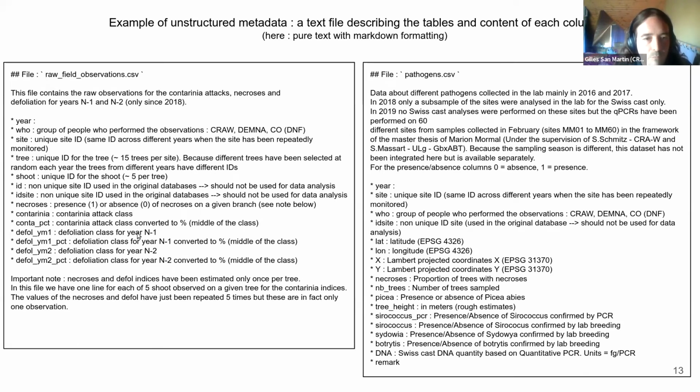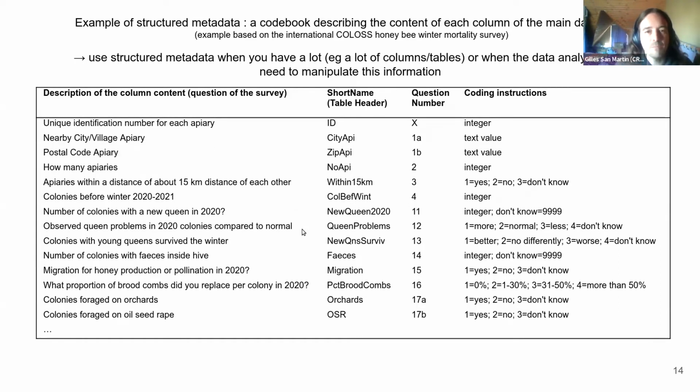Here is another example. In that case, for each data file from the project, we provide a short description of the content of the data table, and also a short description of the content of each column. So each bullet point here corresponds to one column, including the units, for example, the measurement unit, and a few additional information. We have an example for one table here and another table here. So that's quite common. But you can have the same kind of information in a structured format.